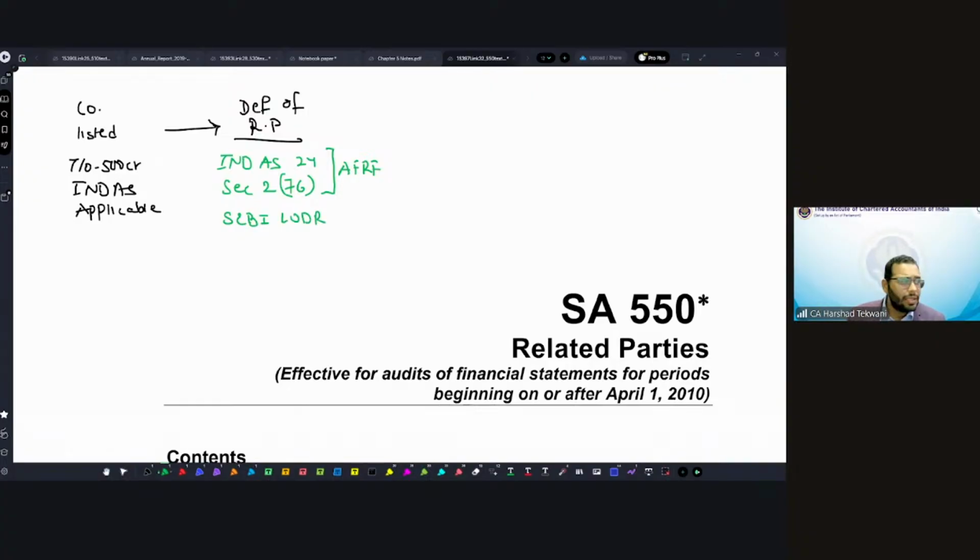Okay. Plus, recently SEBI announced something more on related party. So circulars are also there for respective related party circulars and notifications. I think some are there. So that will also get included in your applicable financial reporting framework.